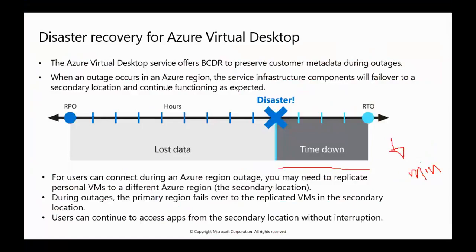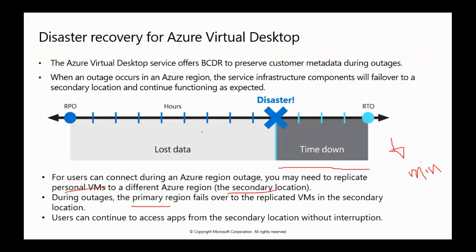All this is being done using the technologies that are offered by Azure. I can do the replication for everything I must use during the failure time or the failure period. So for users who cannot connect during the Azure outage, you may need to replicate the personal virtual machines to another region, which is called the secondary region. During the outages, the primary region fails over to the replicated one.